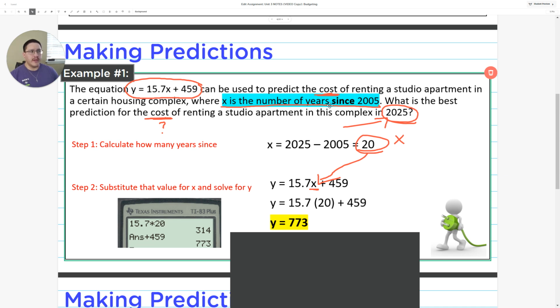Well, not per month. It doesn't say per month. Usually you pay monthly for apartments or housing, etc. But in any case, y equals $773 that you'll have to pay for renting this studio apartment in the year 2025.